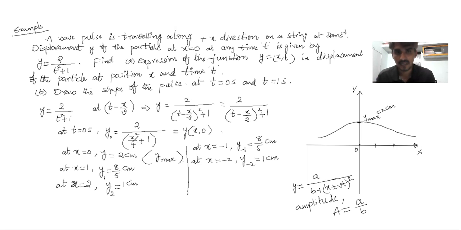So that's it. Now in the next video, I will take another example and I'll explain how it travels. Suppose we want to find whether it travels along the positive x-axis or negative x-axis: if it is x plus vt, then it will be along the negative x-axis. If it is x minus vt, then the pulse is traveling along the positive x-axis. Okay, now let us know that in the next video. I will tell one more example. Okay.